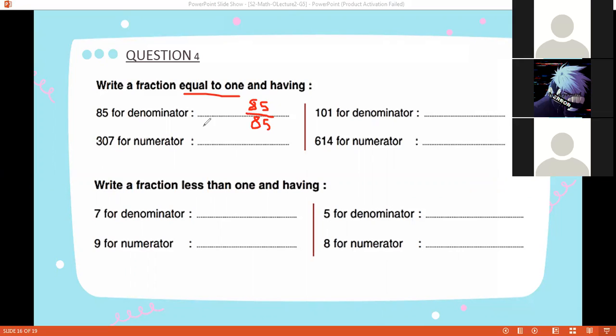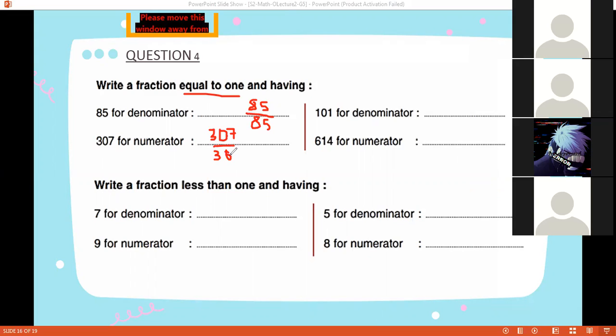Yes, miss. Yalla Hani, 307 for denominator. What's this fraction? 307 over 307. Okay Hani, so to be equal to 1, the numerator and the denominator should have the same number. Okay? Yalla Rasha.